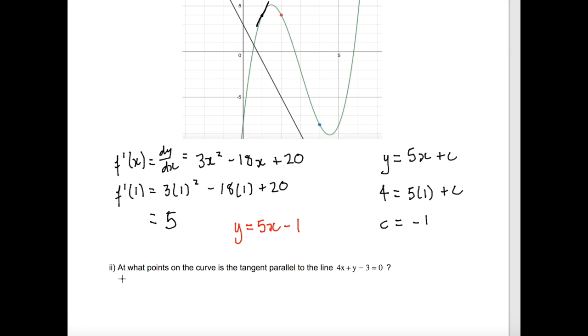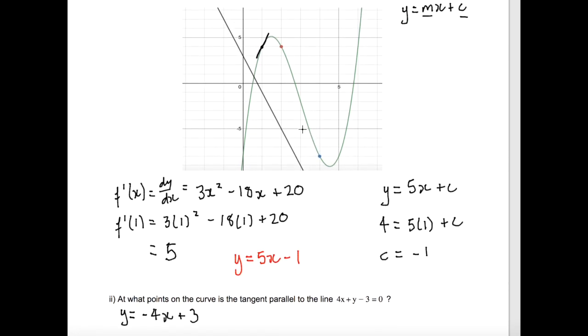If I rearrange it to make y the subject, I'm going to get y equals, subtract 4x from both sides, and add 3 to both sides. And we can see now that we just have an equation in the form y equals mx plus c. So you can see on this black line here, which I've claimed is this line, it has a y-intercept of 3 and it has a gradient of negative 4.